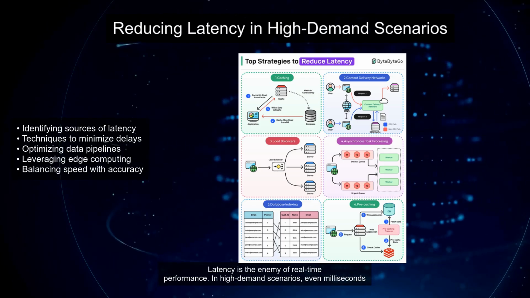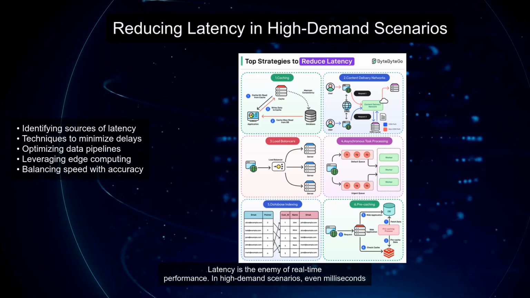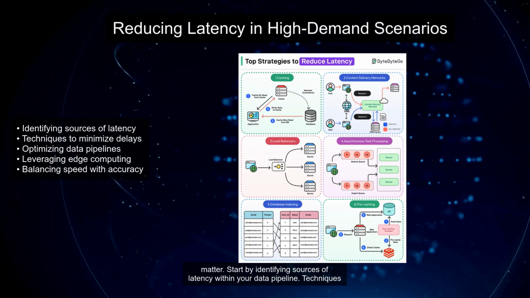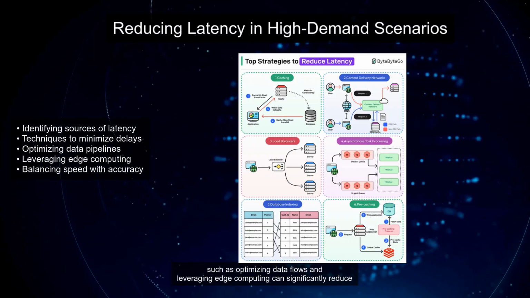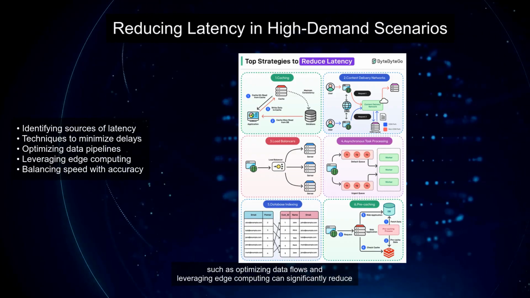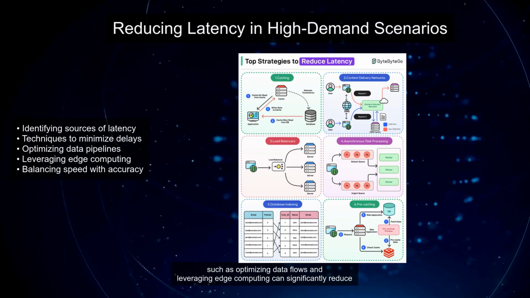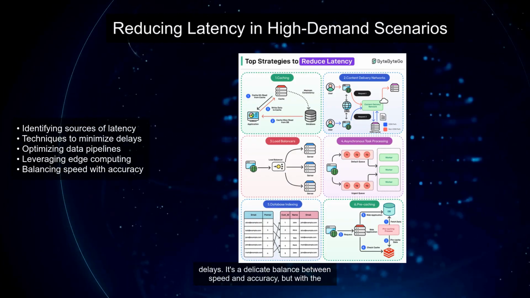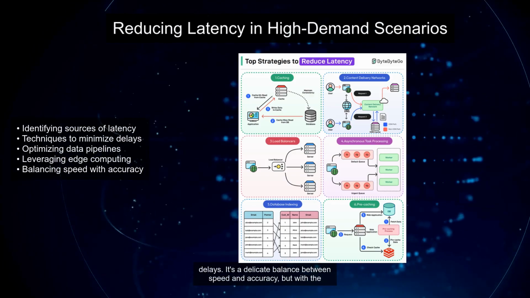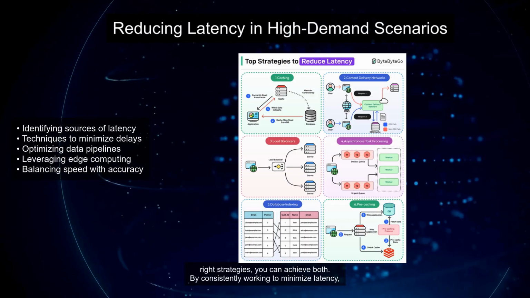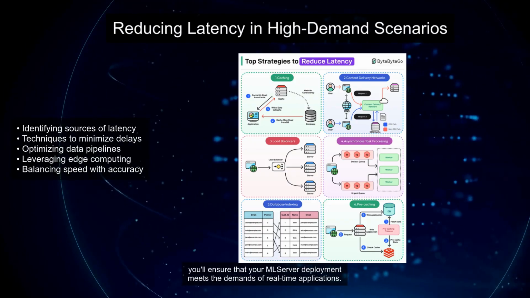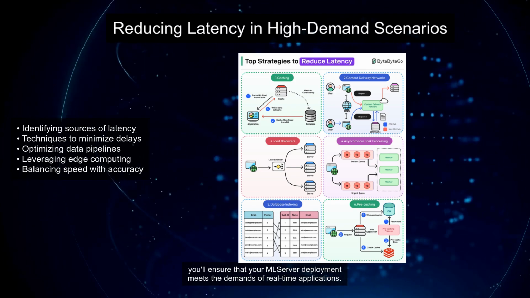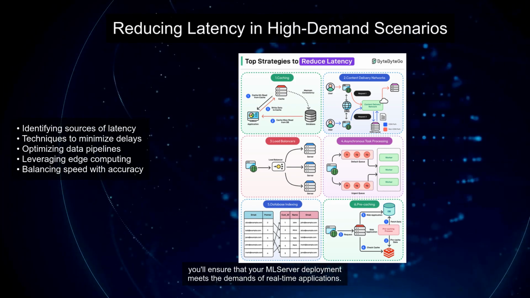Latency is the enemy of real-time performance. In high-demand scenarios, even milliseconds matter. Start by identifying sources of latency within your data pipeline. Techniques such as optimizing data flows and leveraging edge computing can significantly reduce delays. It's a delicate balance between speed and accuracy, but with the right strategies, you can achieve both. By consistently working to minimize latency, you'll ensure that your MLServer deployment meets the demands of real-time applications.